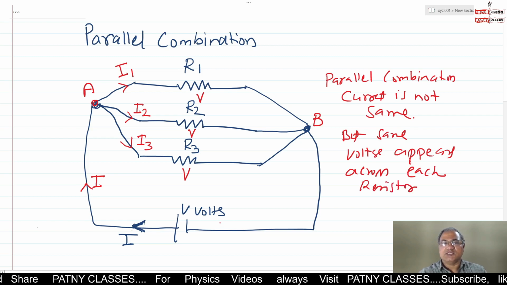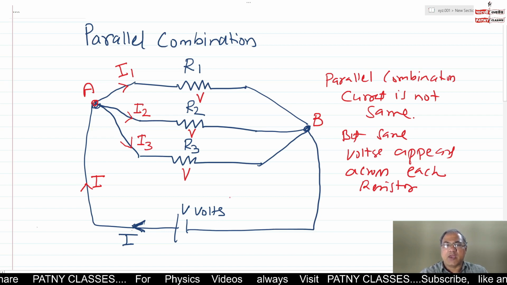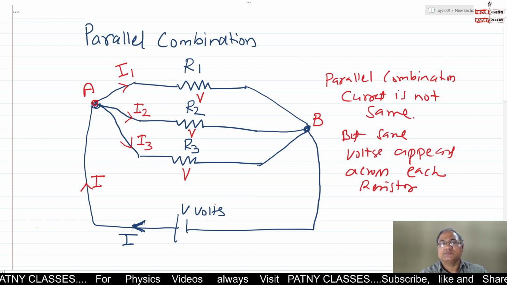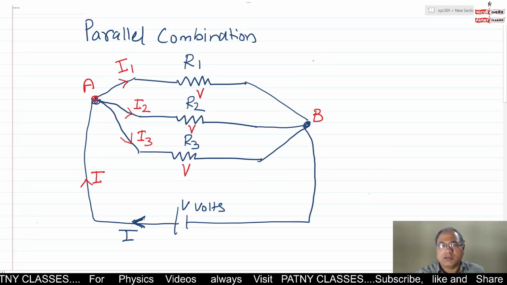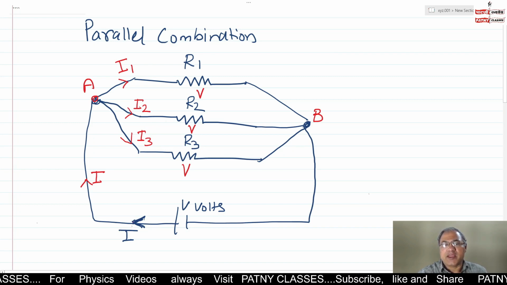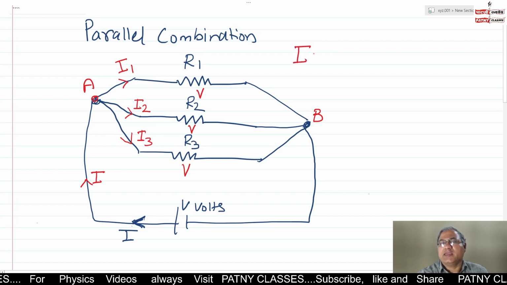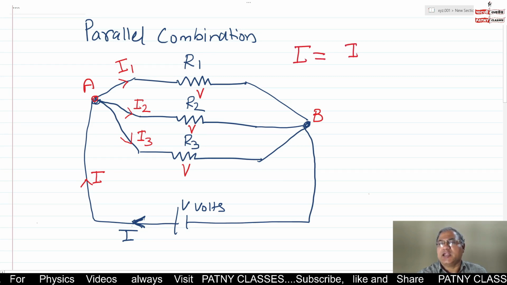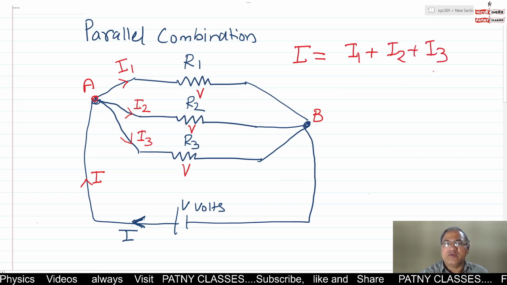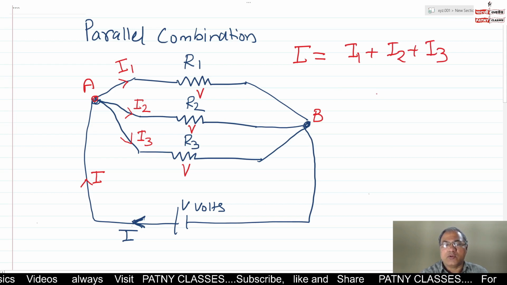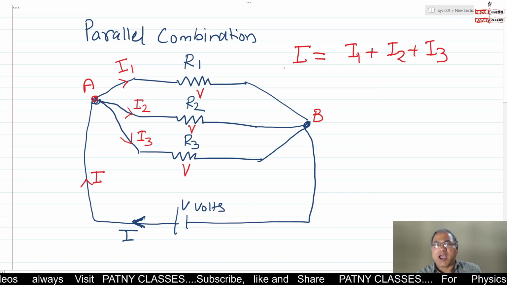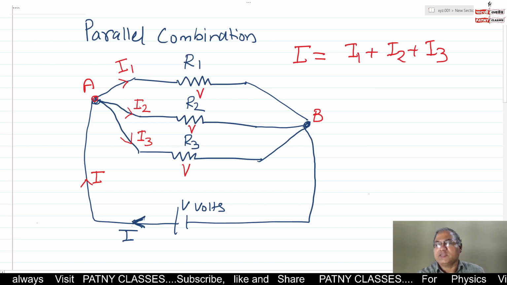The voltage is not changing. The amount of current flowing through every resistor will be changing. So that is what the parallel combination is. In parallel combination, if I add all the three currents, then I must get the supply current. So supply current is how much? I. And all the three currents addition, that is I1 plus I2 plus I3. In parallel connection, if we add all the currents at R1, R2 and R3, then we get the supply current. Therefore, relation becomes I equals I1 plus I2 plus I3.